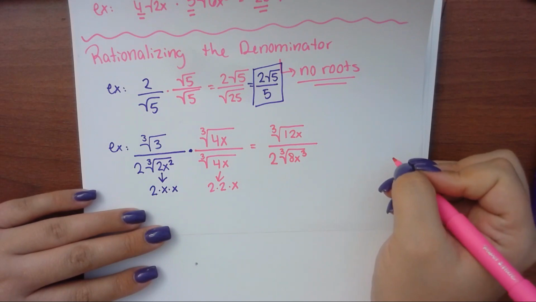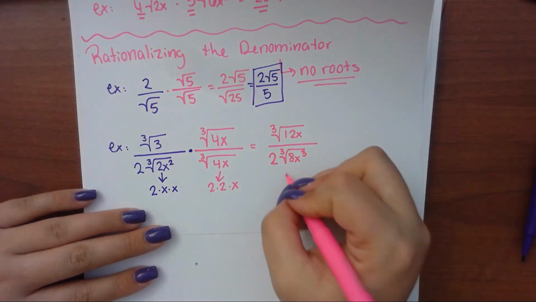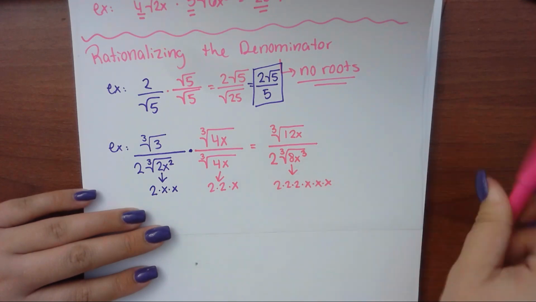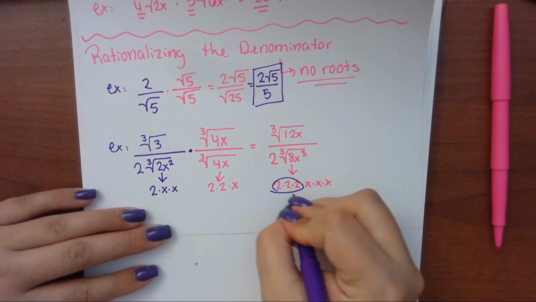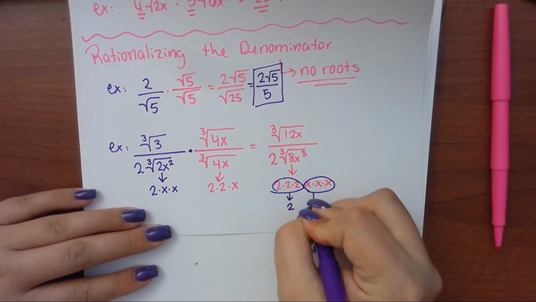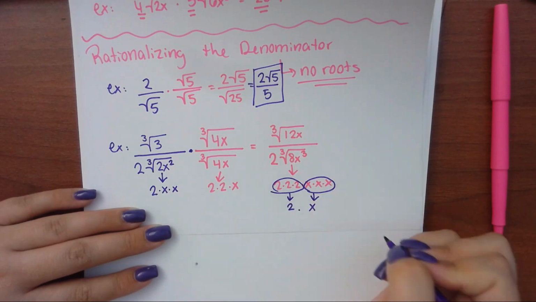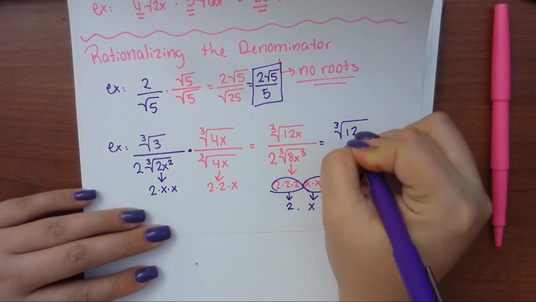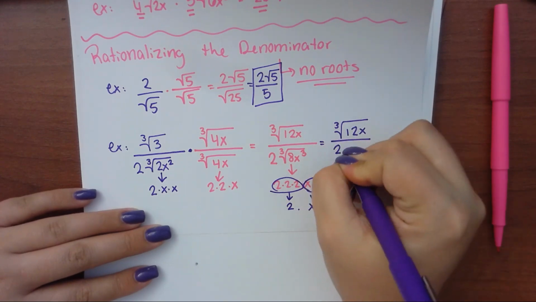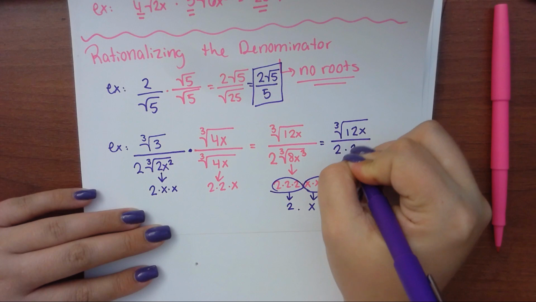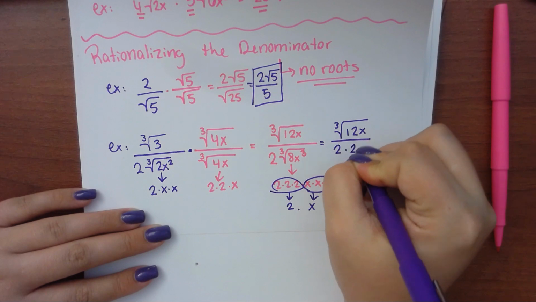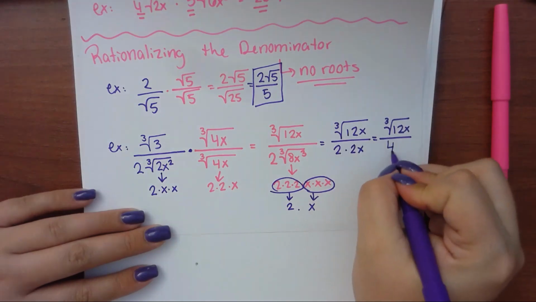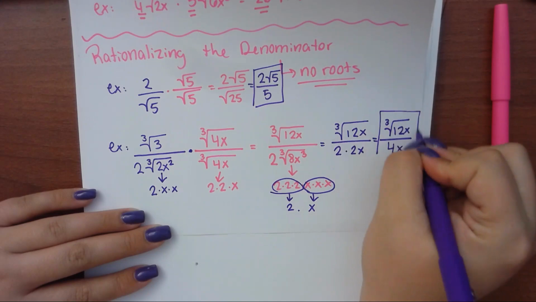What does that simplify to? Well, I have 2 times 2 times 2 times x times x times x. So I'm going to have to take out 2 and 1 x. So it simplifies to 2x. So the cube root of 12x over 2 times 2x, which is 4x. And that would be my final answer for rationalizing.